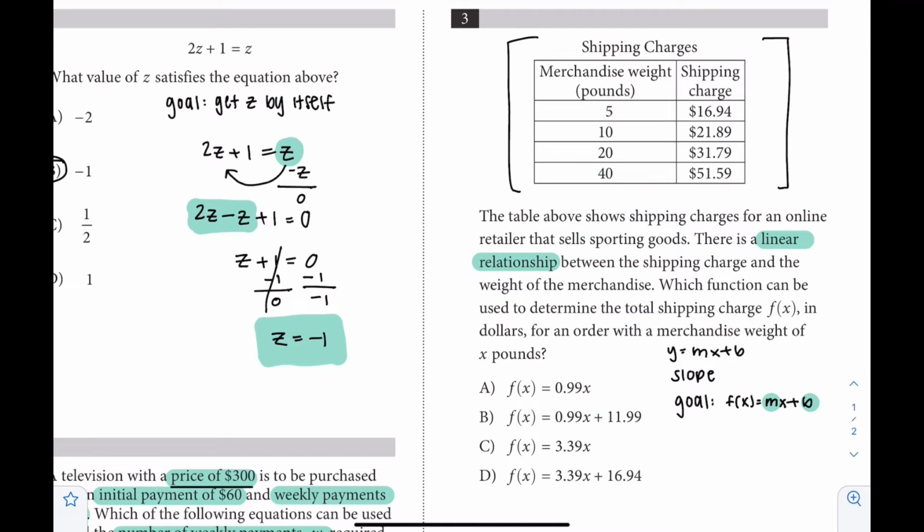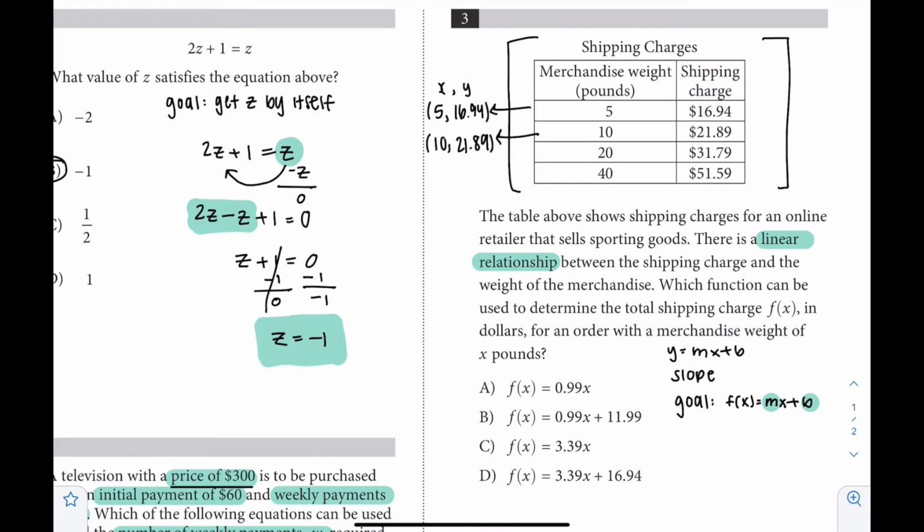Now, how do you find a slope when you're just given some numbers in a table? First, remember that when you're usually given a table, these are just coordinates. So, for example, this piece of data right here in this box is just 5, 1694, with 5 being our x and 1694 being a y. Same thing for this second row. That coordinate would be 10, 2189. Okay, so these are just coordinate points.